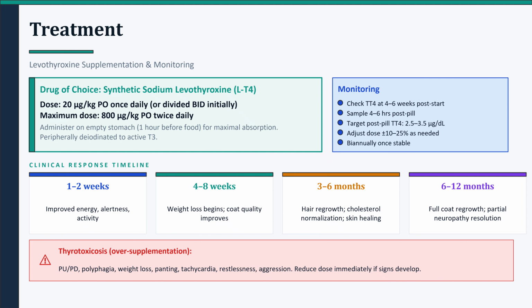The dose is 20 micrograms per kg administered orally once daily. Some clinicians prefer to start with a divided BID dosing initially and then consolidate to SID. Maximum dose is 800 micrograms twice daily for very large dogs. Critically, it must be given on an empty stomach, ideally 1 hour before food, because dietary fat and fiber can significantly impair absorption.